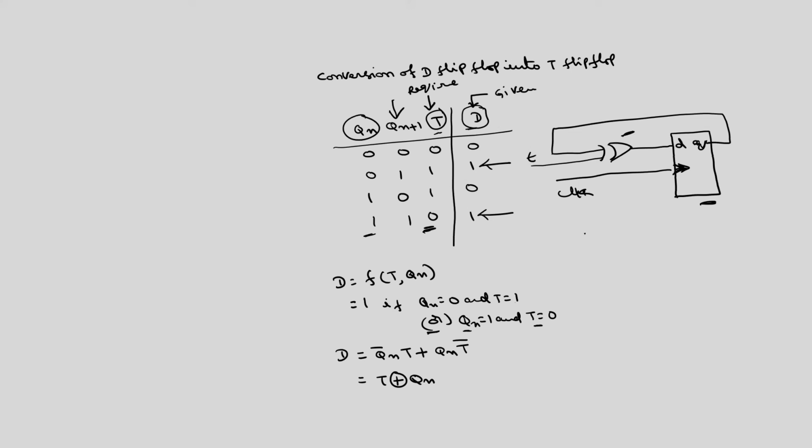Now, I can instantiate the D flip flop to write the code for the T flip flop. So, the Verilog code for the T flip flop is: module, T flip flop is the name. What are the inputs and outputs? Inputs are T and clock, output is Q. This is the overall output of the T flip flop. Q comma T comma clock. Output as well as register Q, input T comma clock.